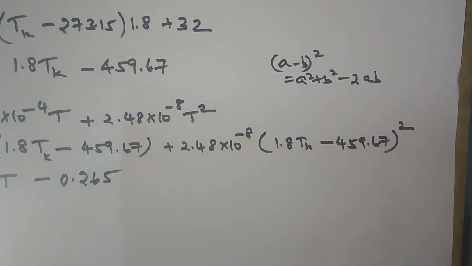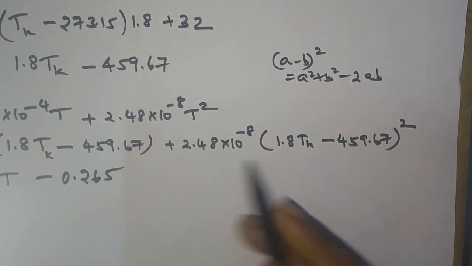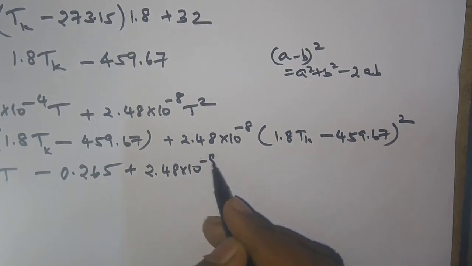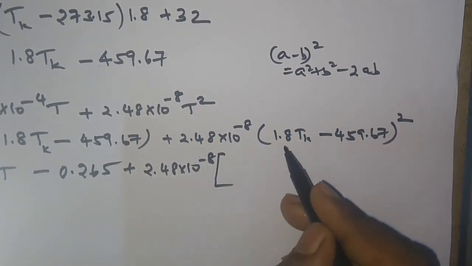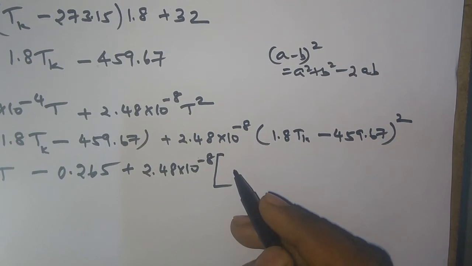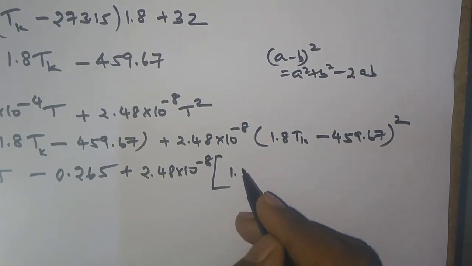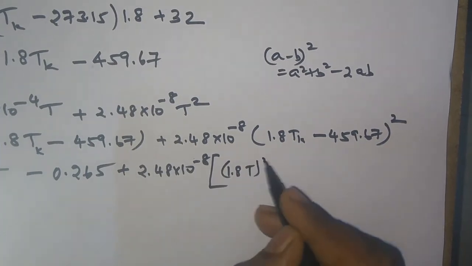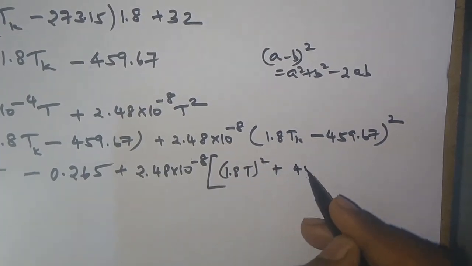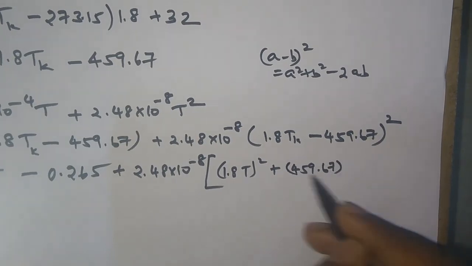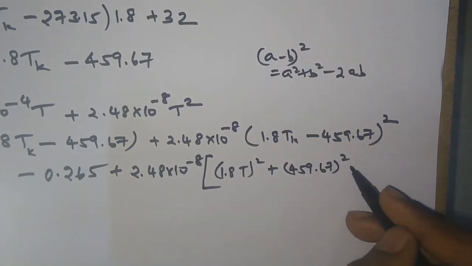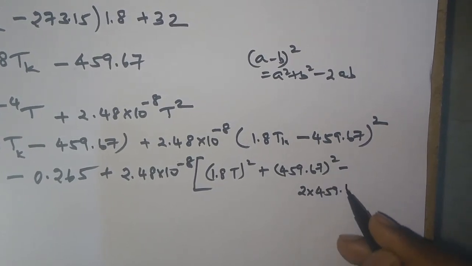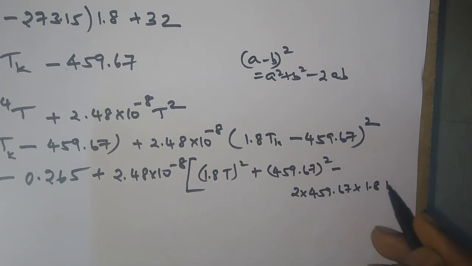Okay, and this needs to be expanded first. So let us just expand 2.48 into 10 power minus 8. What is A square? 1.8 whole square, that is 1.8 t square, plus 459.67 whole square, minus 2 into 459.67 into 1.8 t.